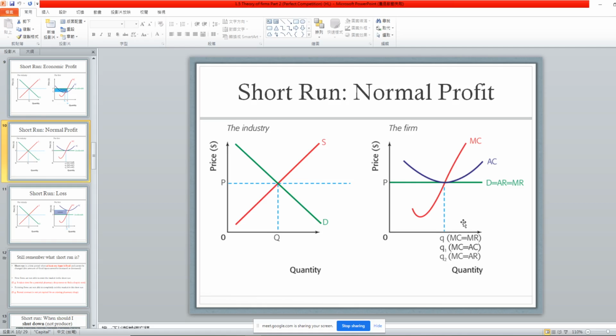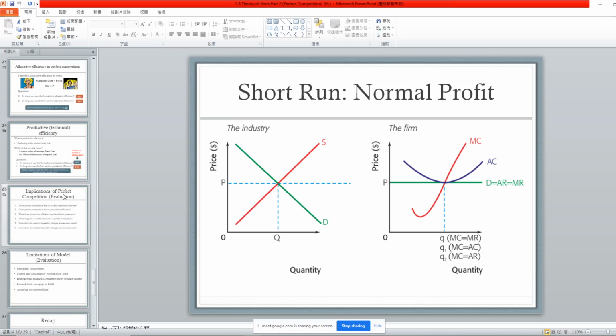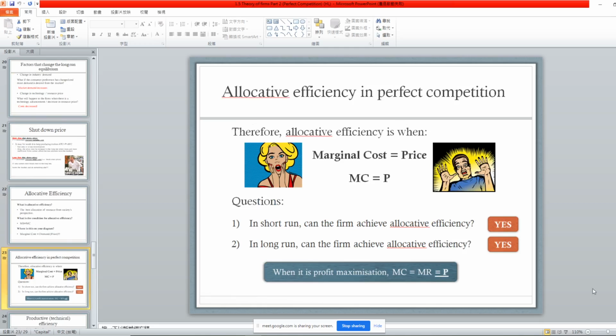So you can use the equation to see it, and also you can explain it using what I just said. So that's allocative efficiency, right? Okay, so let's quickly finish the rest of the chapter. So let's go.